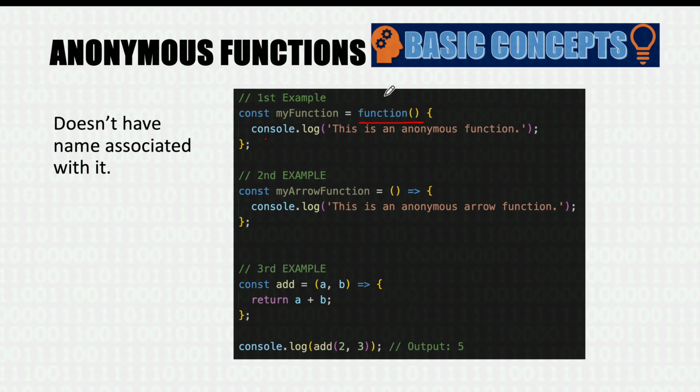So this is one way of writing an anonymous function. The second way is writing with the arrow, and this is the more predominant way of writing an anonymous function. Here we have an anonymous function called myArrow function, and its definition is that it will print this into the console log. This is an anonymous function. Another example here: we have add as an anonymous function. It takes two parameters and returns the sum of these two parameters. Then we can call this add function like this.